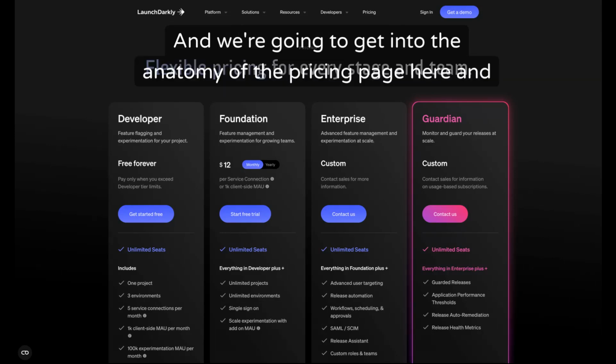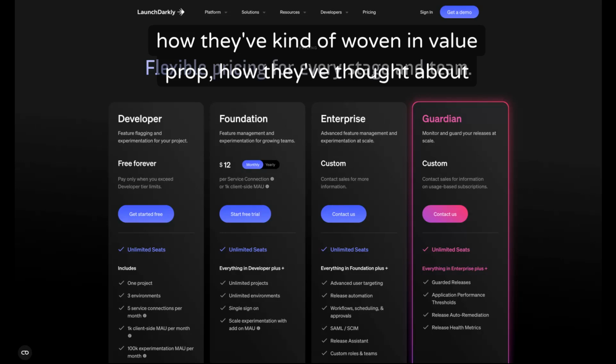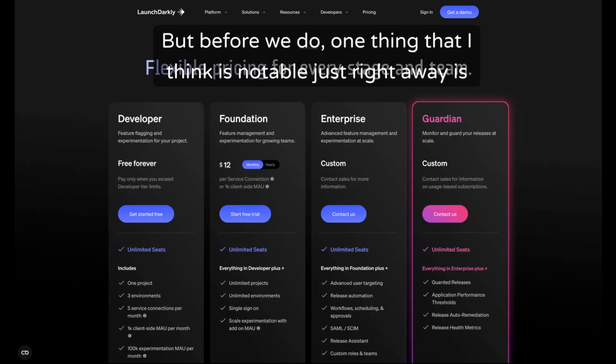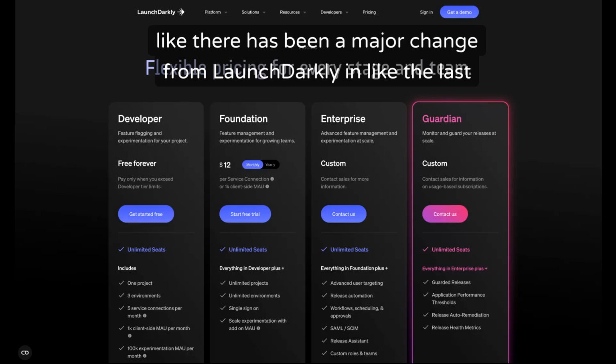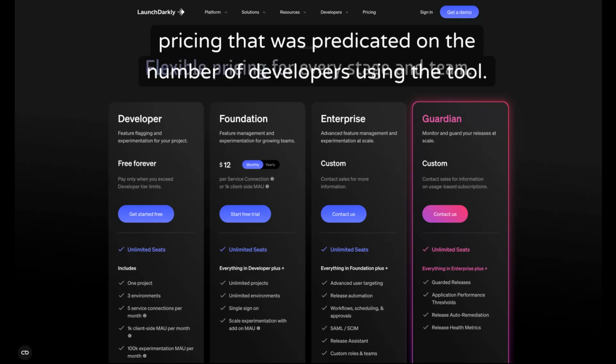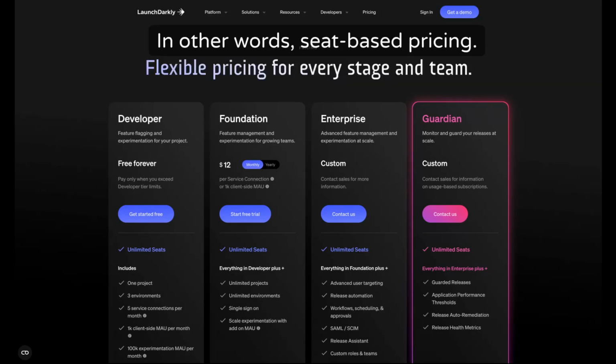Makes sense. And we're going to get into the anatomy of the pricing page here and how they've woven in value prop, how they've thought about tiering, the price metric, the FAQ, all of it. But before we do, one thing that I think is notable right away is there has been a major change from LaunchDarkly in the last roughly year and a half, moving away from pricing that was predicated on the number of developers using the tool. In other words, seat-based pricing.